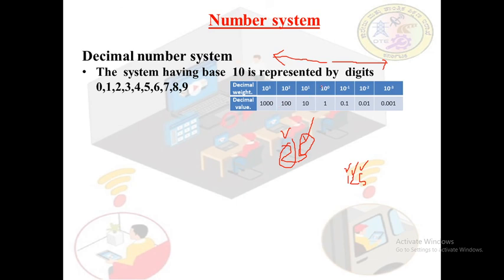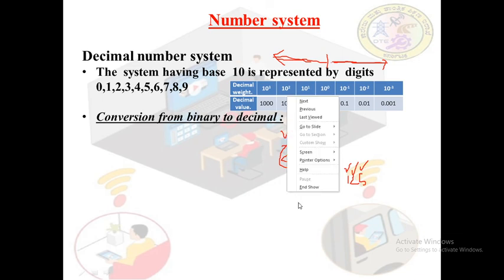The chart shows the positional value of each digit in the decimal number system. Here, right to left are the regular integer numbers, and from left to right the decimal fractions are represented. So we see one more example for conversion from binary to decimal number.